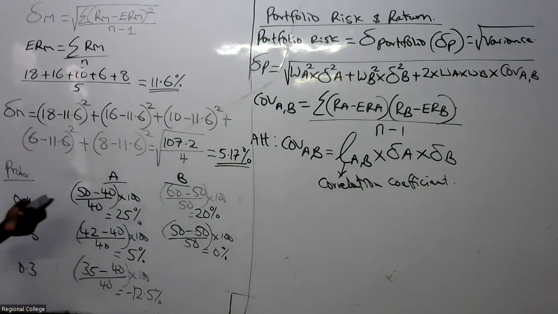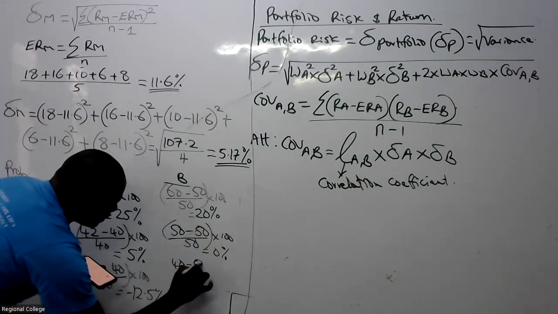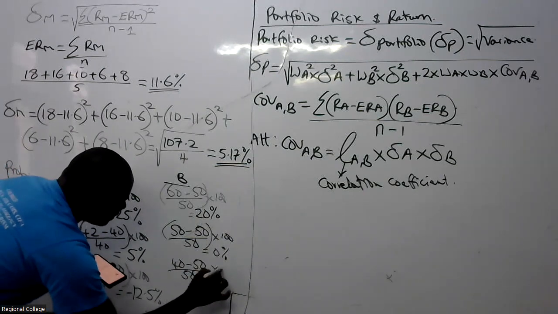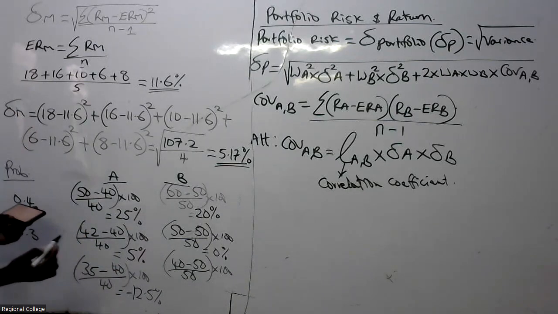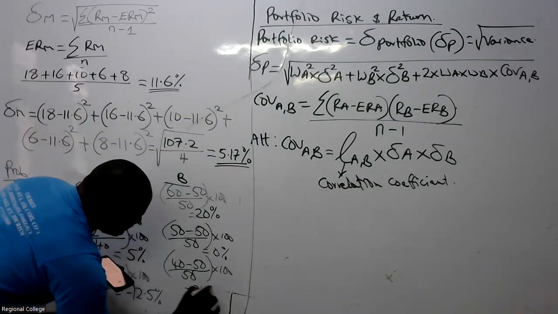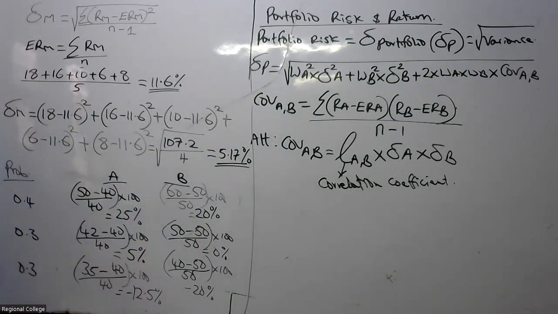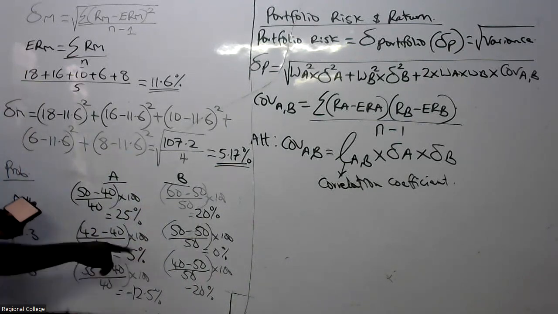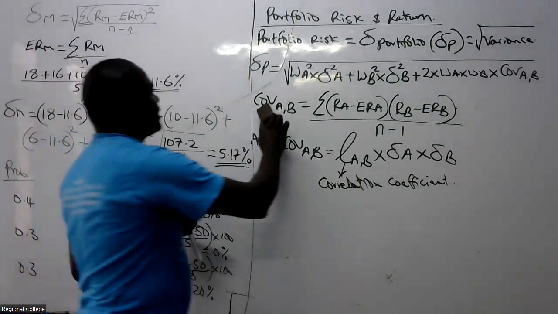That one is 0. And after here, initial, this is 40 minus 50 over 50 times 100. So this one becomes negative 20. It's 10 over 5. 10 over 5 is 1 over 5, it's 20%.